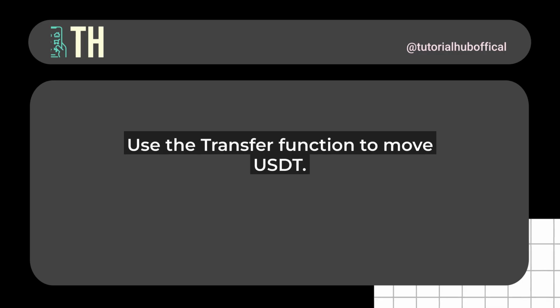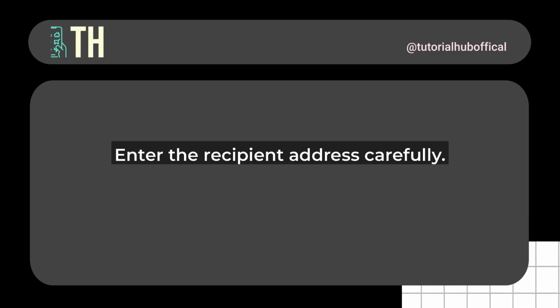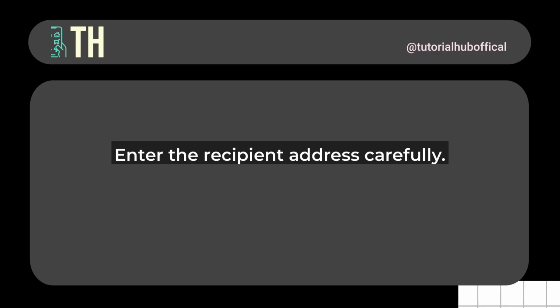Step 3. Initiate the withdrawal. Once you have USDT in your wallet, you don't actually withdraw from Uniswap like a traditional exchange. It's all in your wallet. But to move it out, simply use the Transfer function in your wallet. Select USDT, enter the recipient address, which could be another wallet or an exchange, and confirm the transaction.